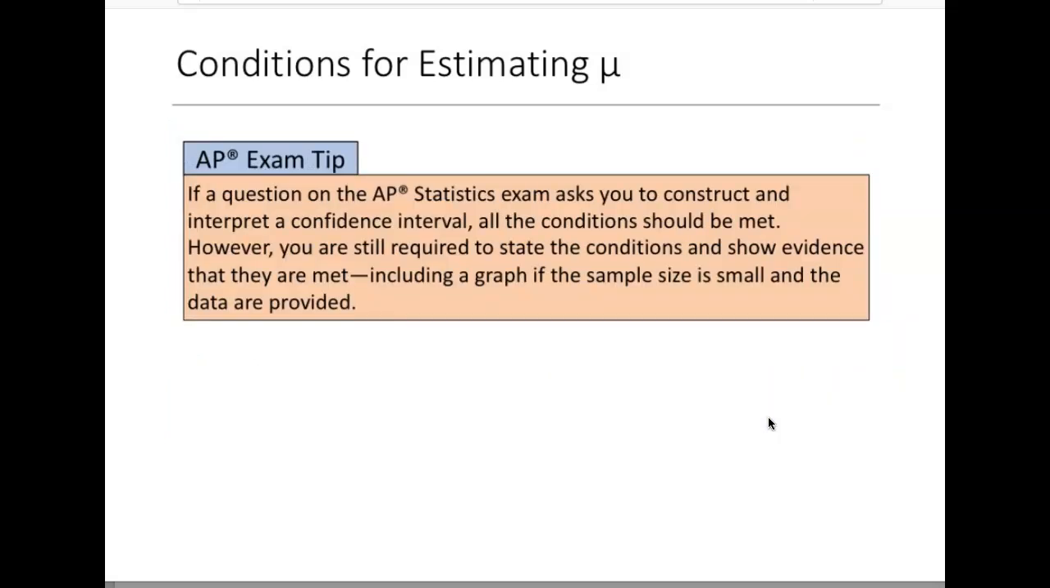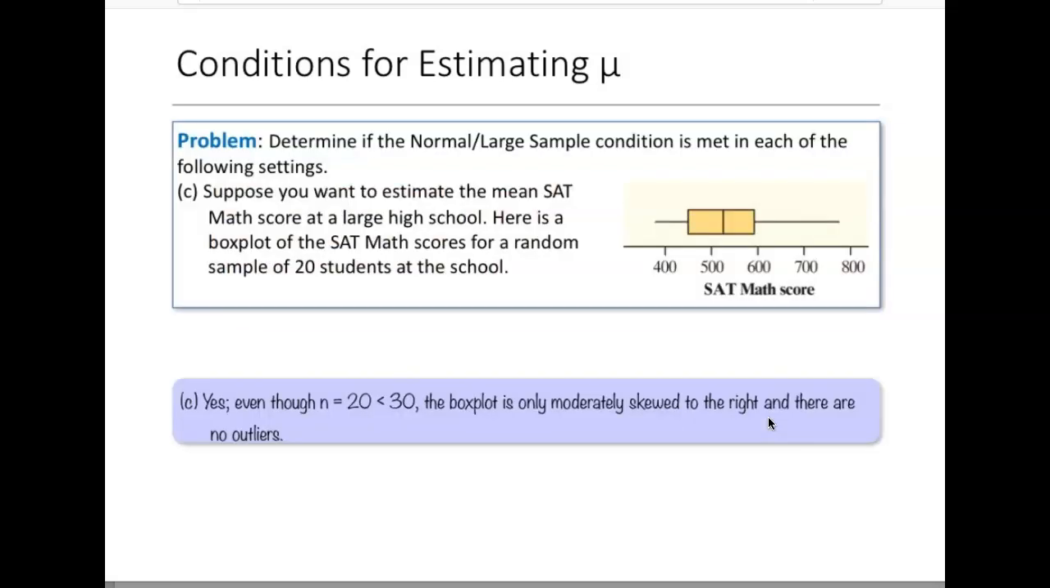And so this is just what I was saying. If the AP exam asks you to construct and interpret a confidence interval, all the conditions should be met. They're not going to do a gotcha question where they ask you to do that and the conditions aren't met. But you're still required to state them and show evidence that they're met. So that means that if the sample size is not greater than 30, you have to produce a box plot and just state that there's not extreme skew or outliers, okay?